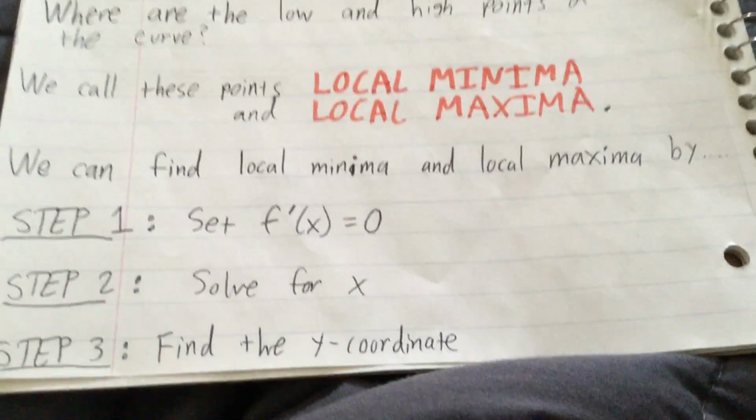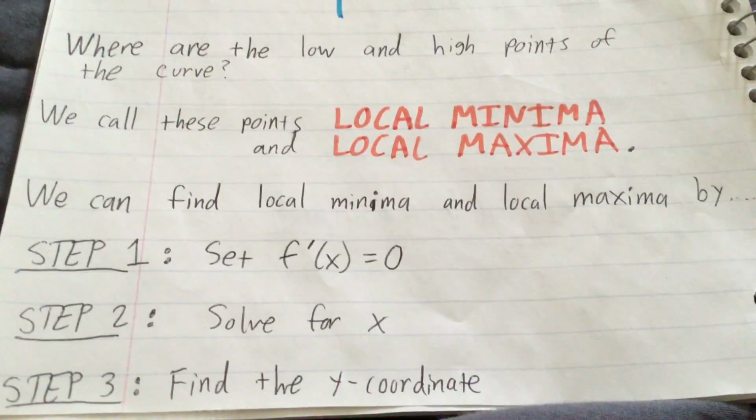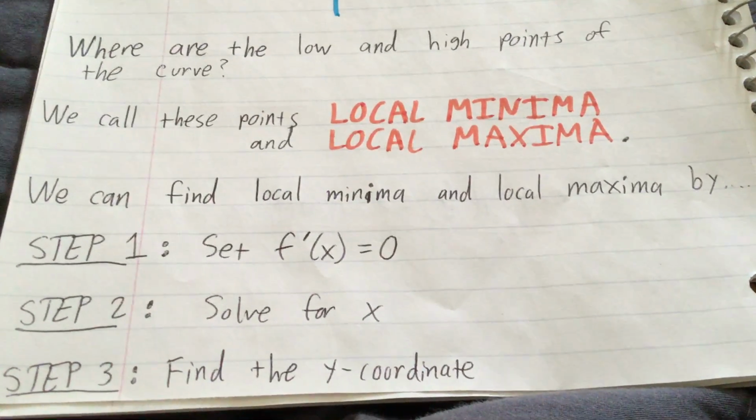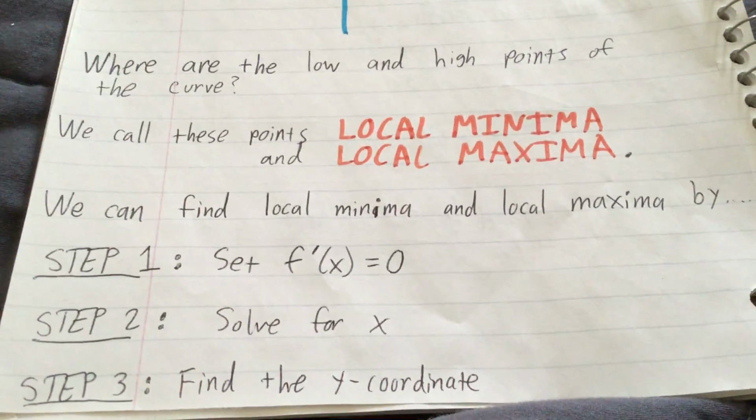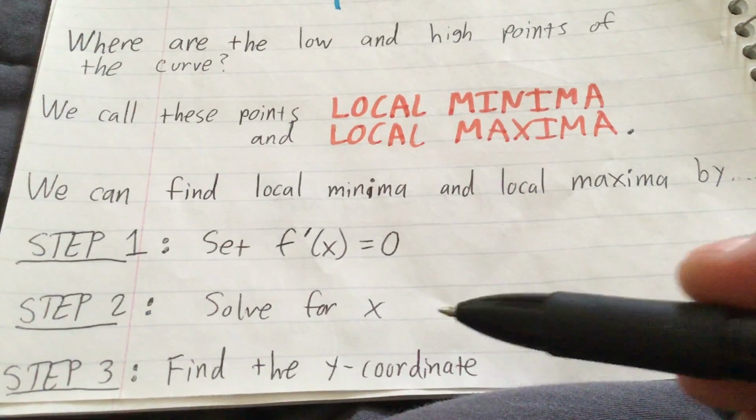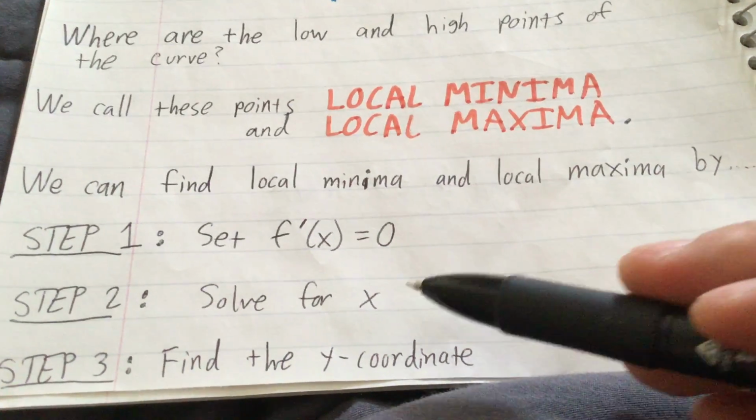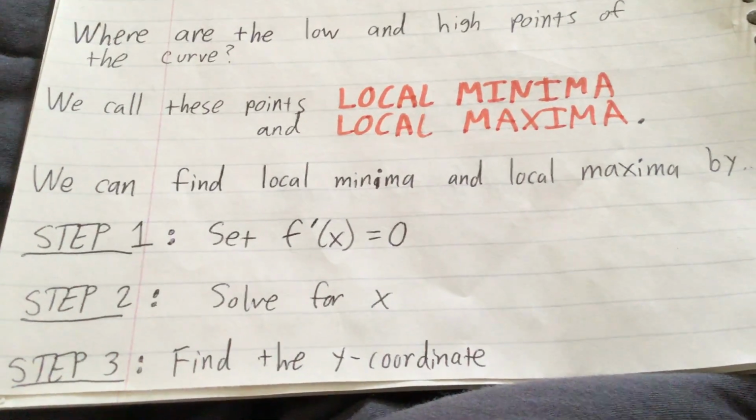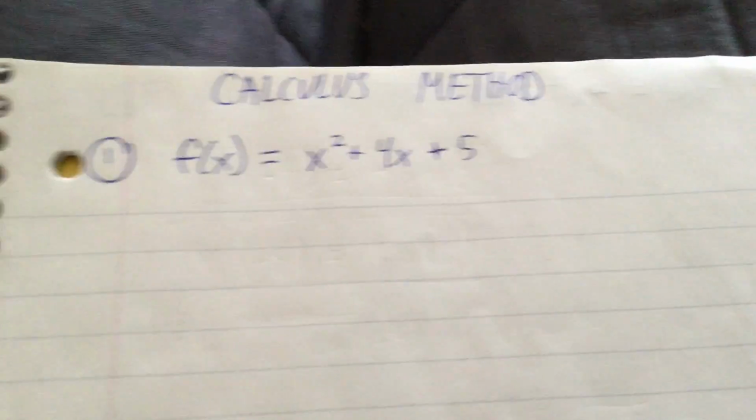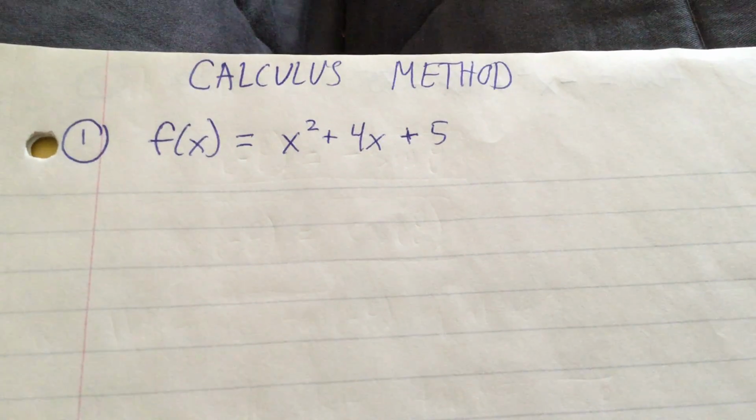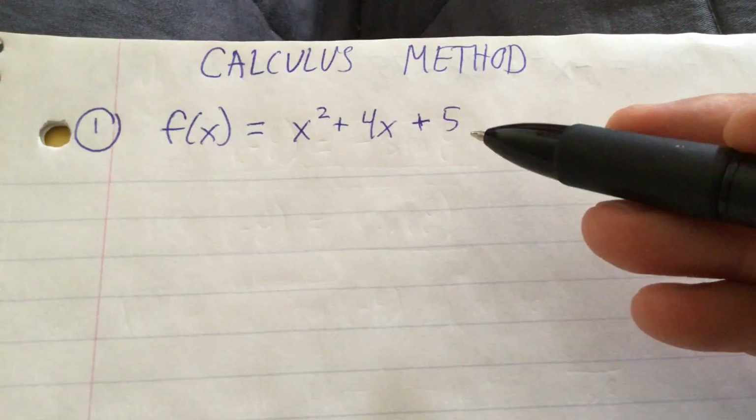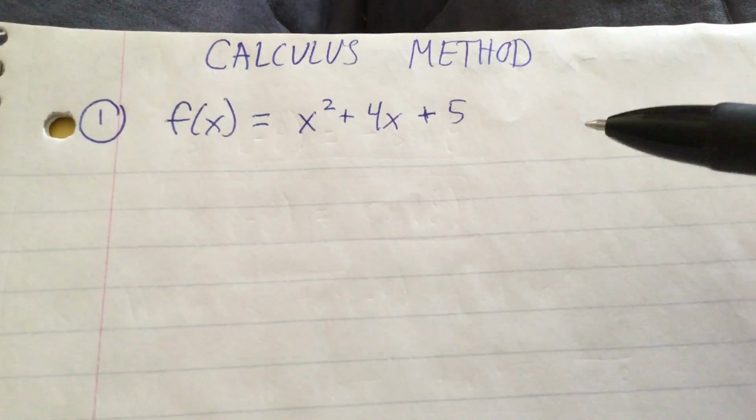And we can do this with calculus. So step 1, we can find the local minima and local maxima by setting f prime of x equal to 0. Once you have the derivative, you set f prime of x equal to 0 and solve for x. Once you do that, you find the y-coordinate of that point. So let's just do 2 of these. I'm looking at the clock right now. If we have time for more, we'll do more. So let's just say I take this same problem number 1, and I want to find the vertex.